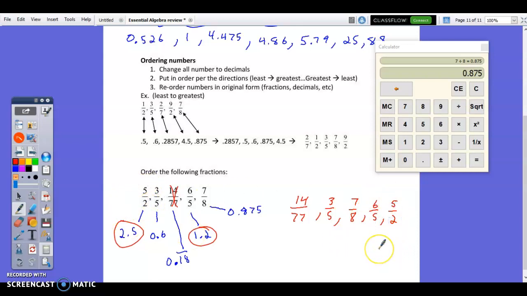All right, sometimes they'll give you numbers to list in order that have a combination of decimals and fractions. Just put those fractions back into decimals, and then in your final answer you can rewrite them as fractions.